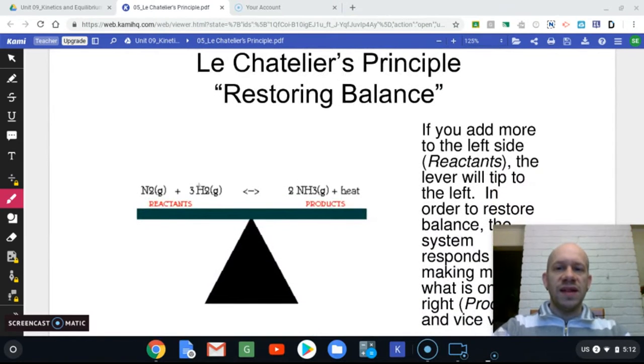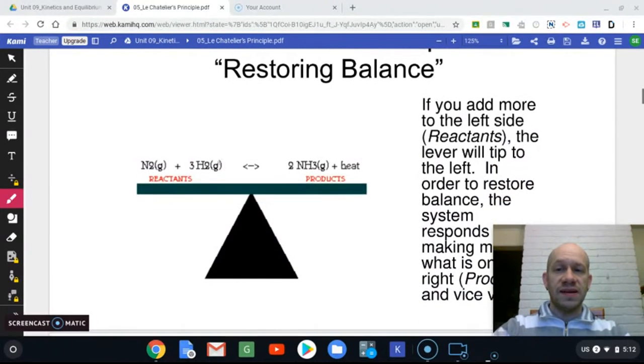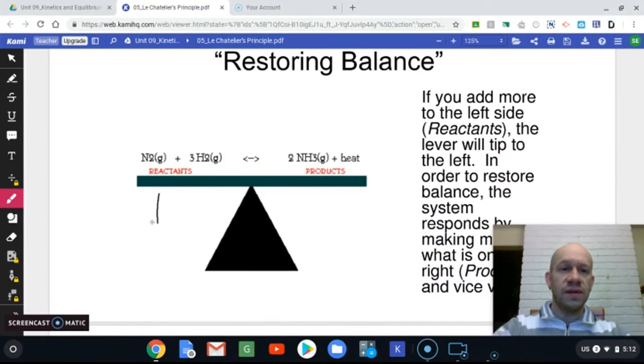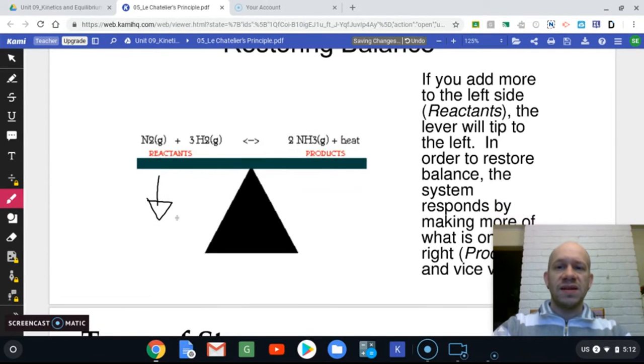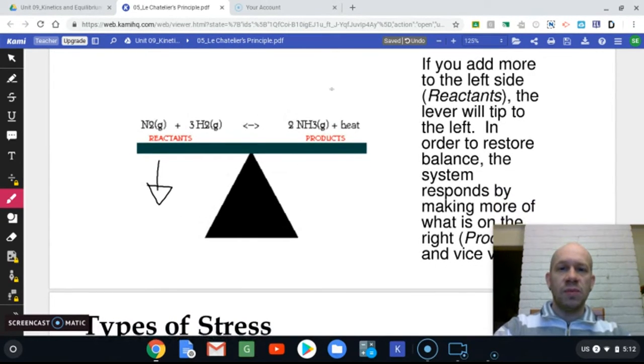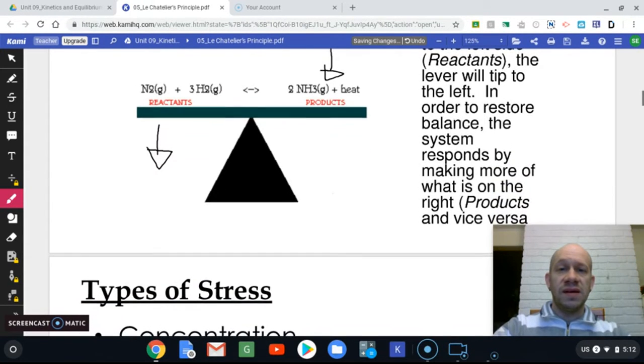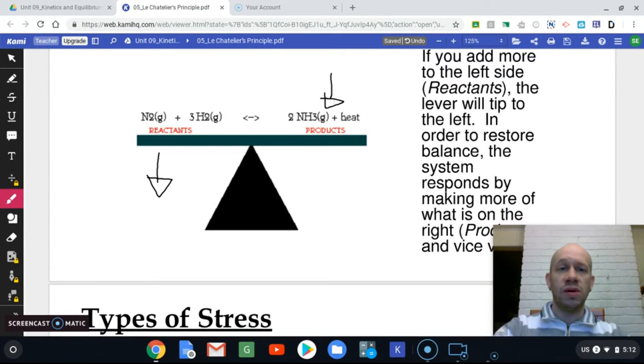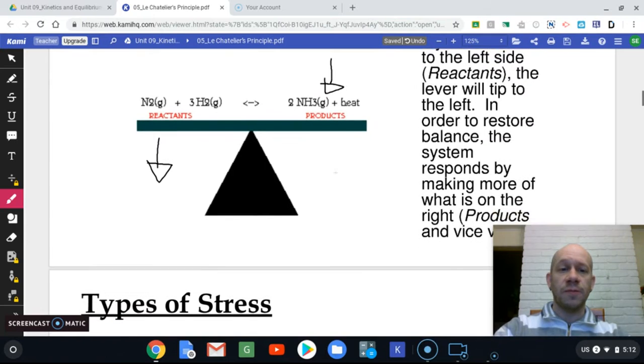If you add more to the left side, the reactants, the lever will tip to the left. So if I add more here, it will go down. In order to restore the balance, the system responds by making more of what is on the right, the product side, and vice versa. I'm going to add more to put that lever back down.